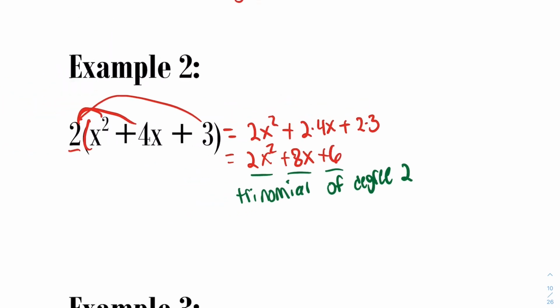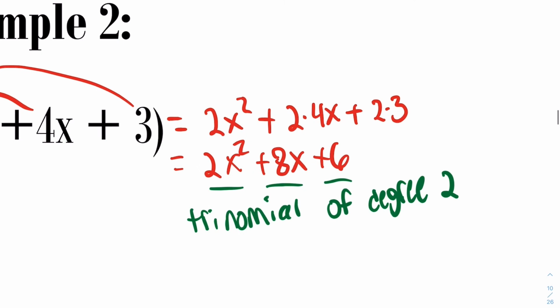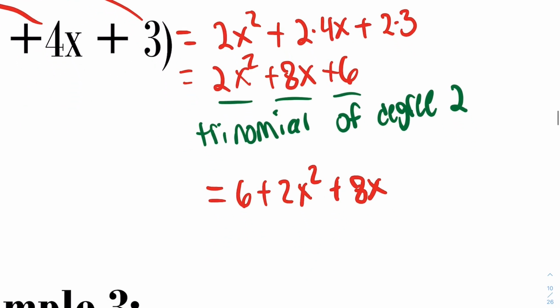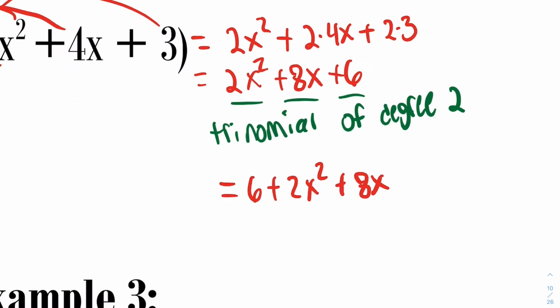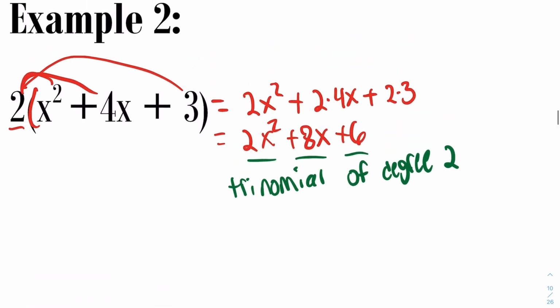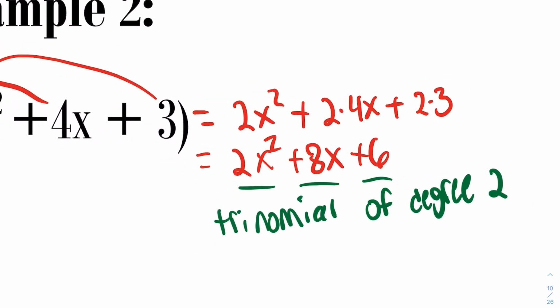While yes, it would be equivalent, it would be the same exact thing to write 6 plus 2x squared plus 8x, that's not how scientists and mathematicians have decided is the standard way. So let's not write it that way. The standard way that you will be asked to write these things is from highest power to lowest power.